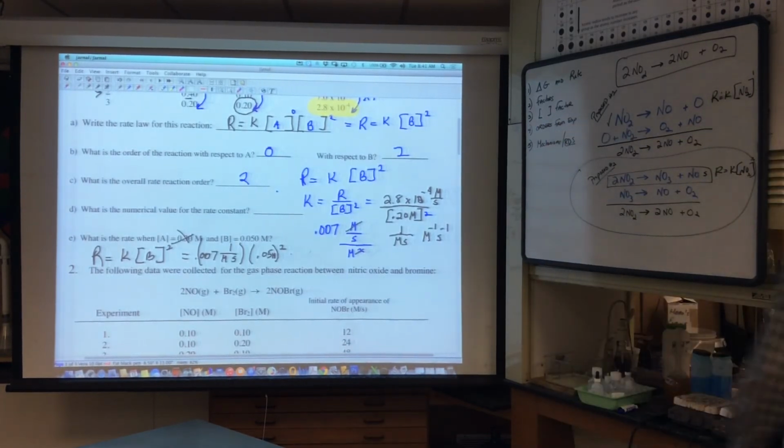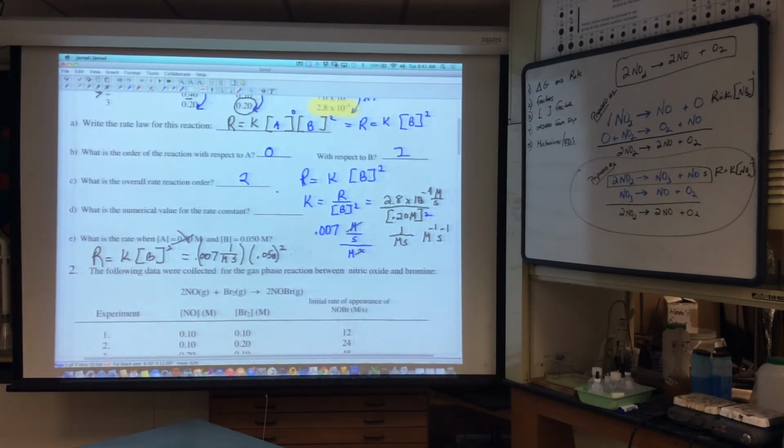I get the rate to be equal to 1.75 times 10 to the negative 5. Now, what's my unit? Well, what do we have? We have 1 over molarity second, that was my units for my K, times what? Well, this is molarity squared.